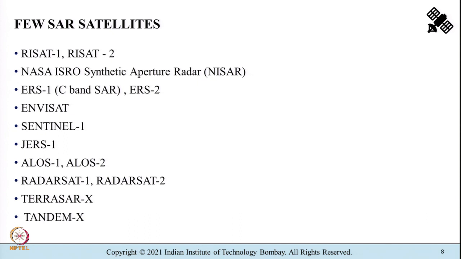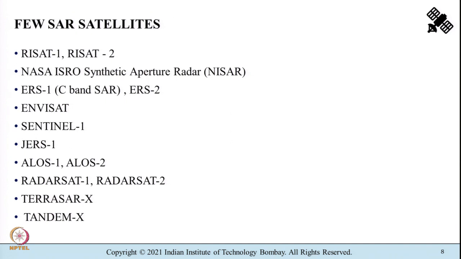And then we have ERS-1, which stands for European Remote Sensing Satellite. It's a C-band SAR, which was mainly used for environmental monitoring. Then we have ENVISAT, which is the successor mission of ERS, launched in the year 2002. And we have Sentinel-1, which is a constellation of two polar orbiting satellites operating in the C-band. JERS-1 stands for Japanese Earth Resources Satellite. This carried an L-band SAR, and as you can see, we have ALOS-1 and ALOS-2. ALOS stands for Advanced Land Observation Satellite.